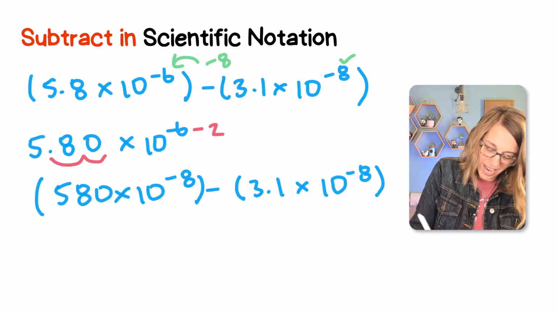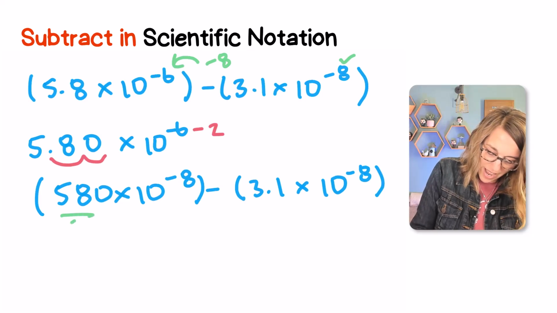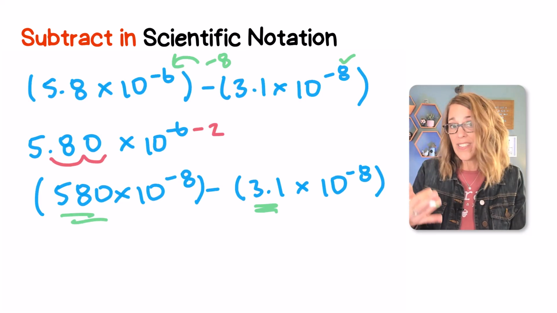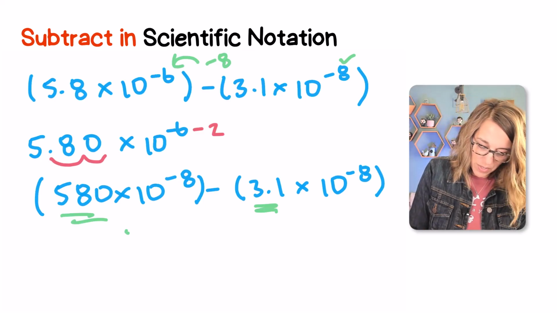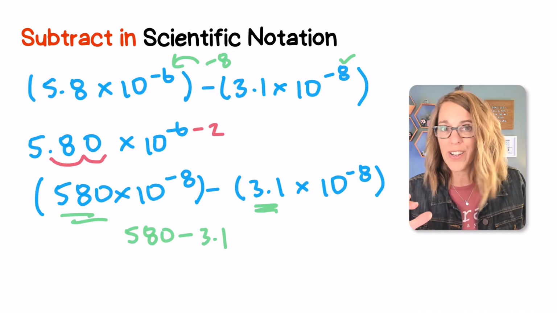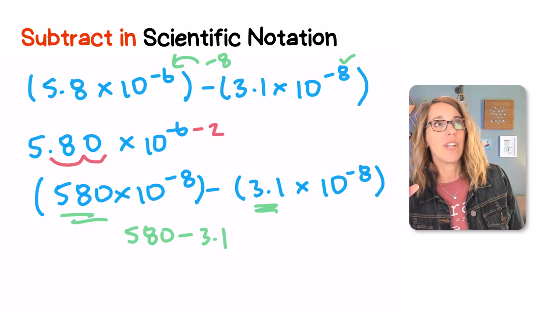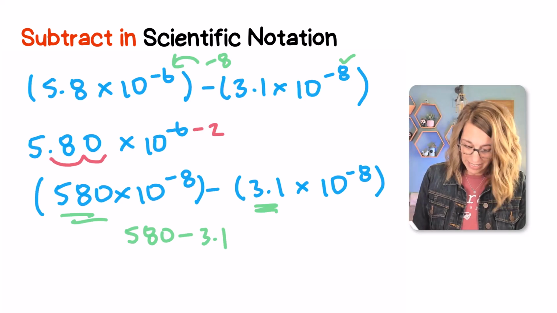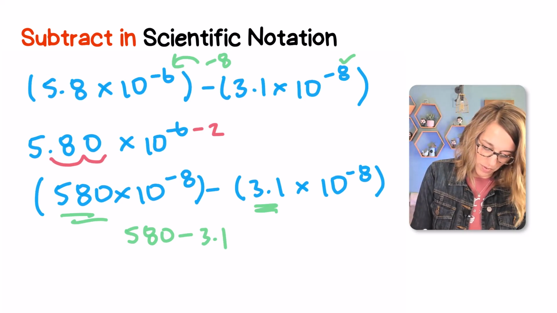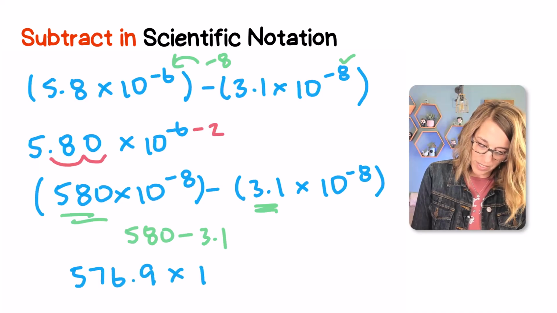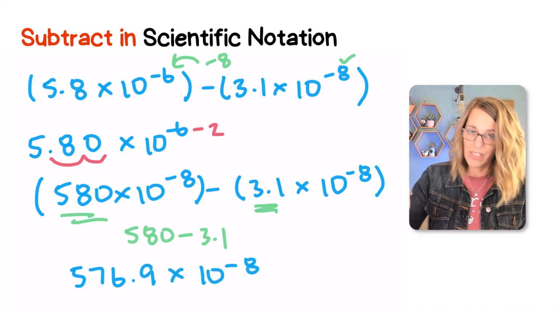Now I've got the same type of number, and I can go ahead and just combine those coefficients. How many 10 to the negative 8s do I have? So I really need to do 580 minus 3.1. You can use your calculator. I'm going to use my brain. 580 minus 3 is 577, minus another 0.1 is 576.9. Okay, so we've got 576.9 times 10 to the negative 8th.